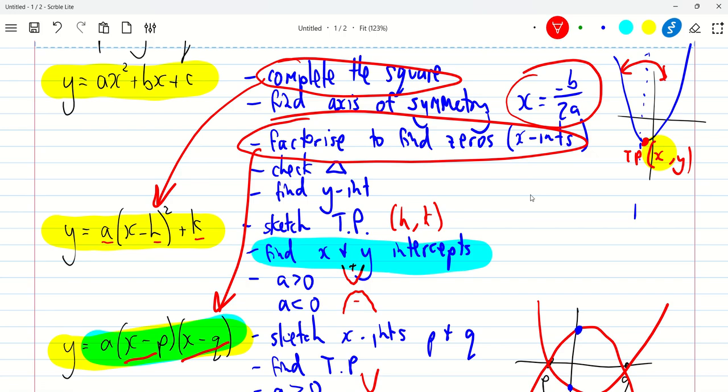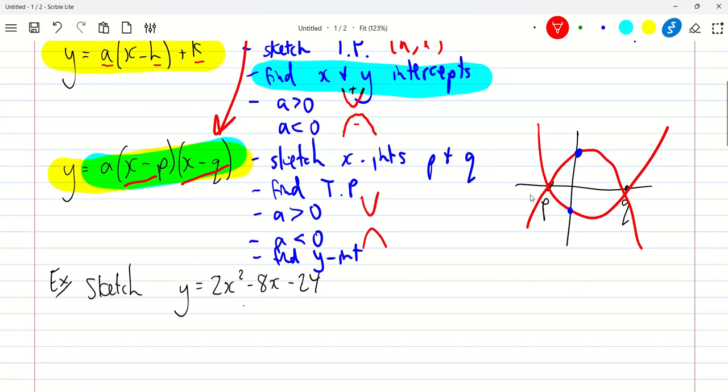You can also check the discriminant. Remember, if the discriminant is greater than 0, you get 2 x-intercepts. If it's equal to 0, you get 1 x-intercept, so it's touching the x-axis. If it's less than 0, then you'll get no x-intercepts, so it doesn't cross the x-axis at all. And again, you can find the y-intercept. Now, I've made an absolute mess of that page, but hopefully that makes sense as to all of your options when you're sketching a quadratic.